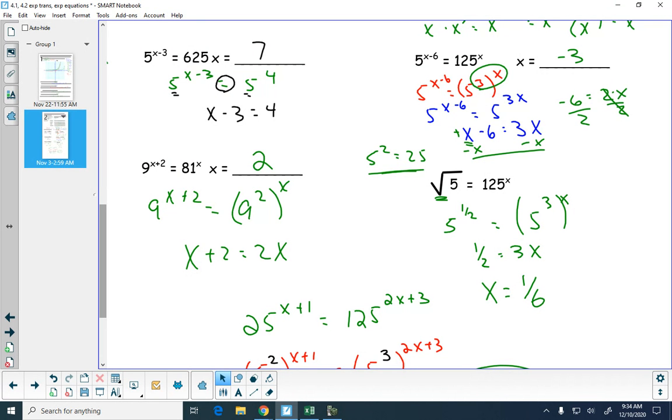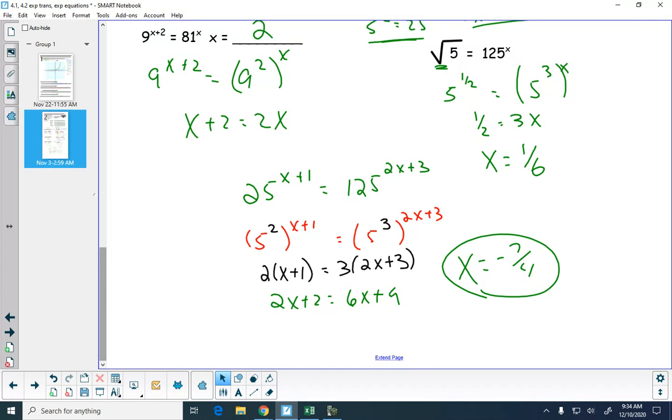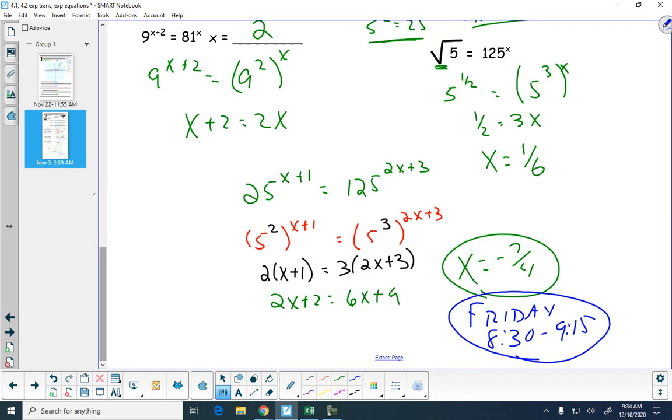Okay, tomorrow we'll come in and deal with logarithms. Once again, we'll do the 8:15 to 8:30. We will have class, and we'll be going into the next section of notes that we have with respect to logarithms. So that will be tomorrow.